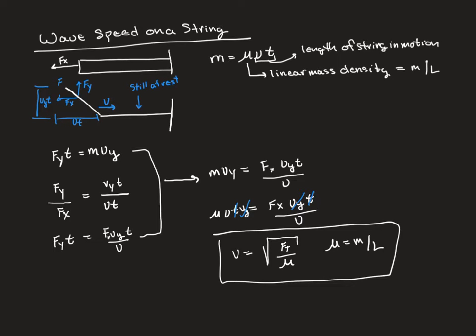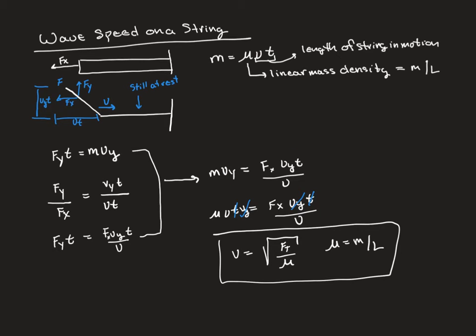Now I've just rearranged the second equation we've made to solve for the force in the y times time. So notice we have force of y times time, force of y times time. So we can equate these two to say that the mass times velocity in the y is equal to force in the x, velocity in the y times time, divided by the speed that the wave is traveling forward. And you're going to see that we're going to be able to cancel out Vy on both sides.